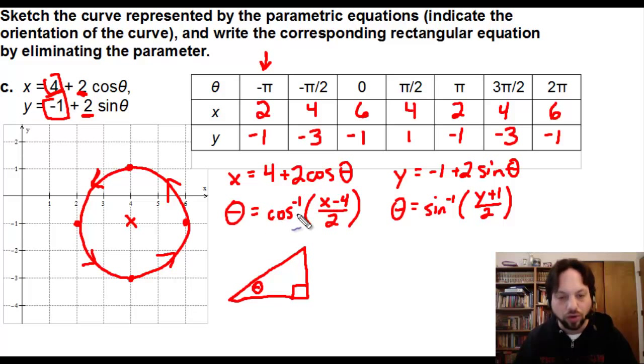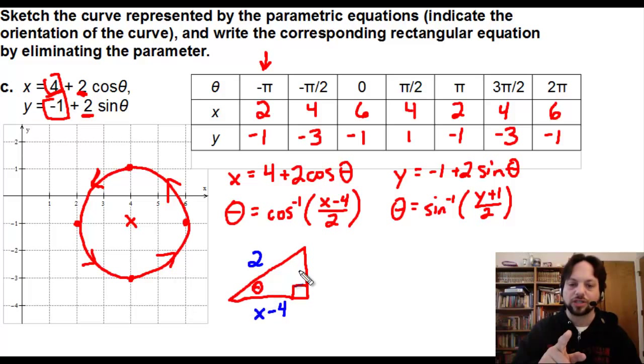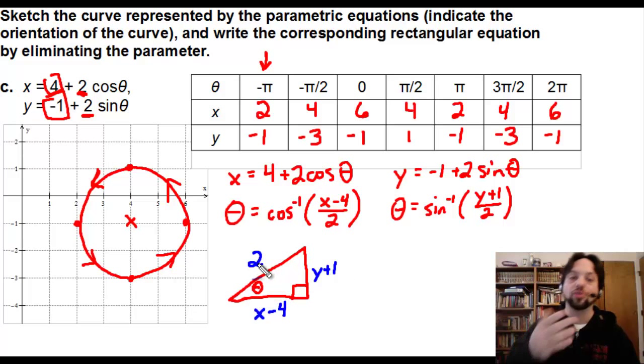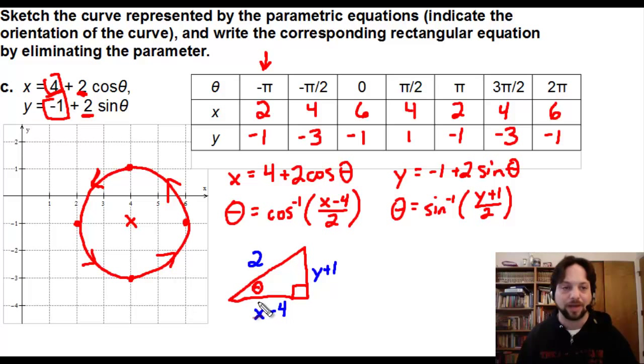Theta is the arc cosine of x minus 4 over 2. And if I'm talking an arc cosine, you should be able to place the x minus 4 on the adjacent side and 2 in the hypotenuse. Notice also that theta is the arc sine of y plus 1 over 2. So I should be able to place those as well. Y plus 1 will go on the opposite side from theta, and 2, again, is our hypotenuse, so that's pretty handy. Now, I have this random right triangle with its sides and hypotenuse labeled.